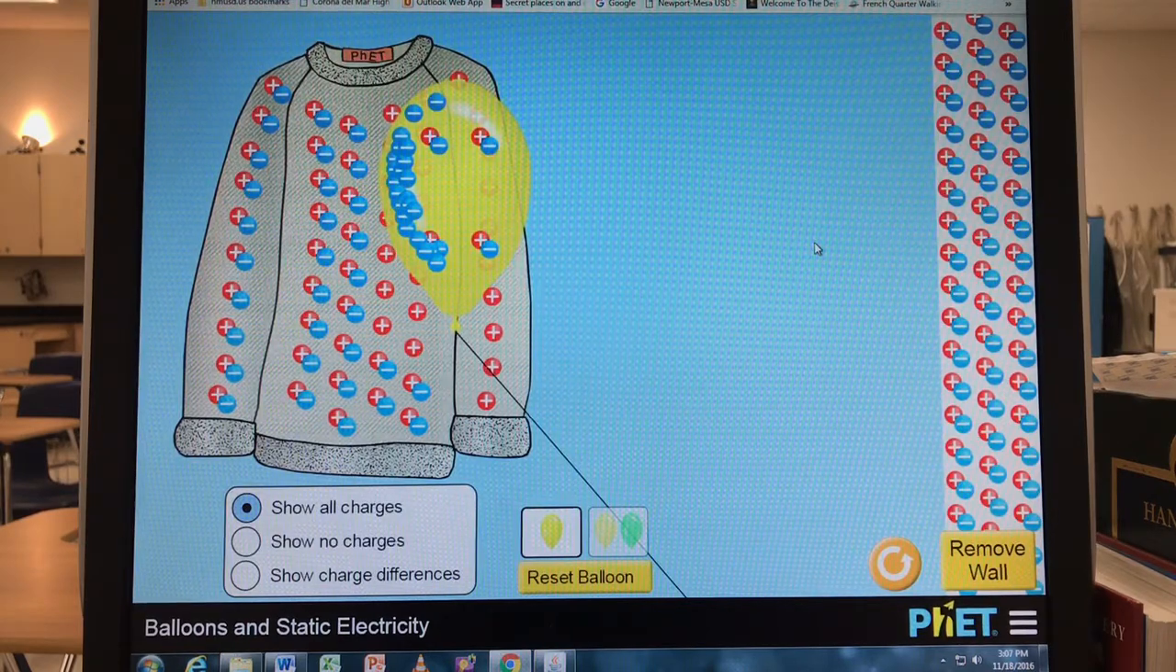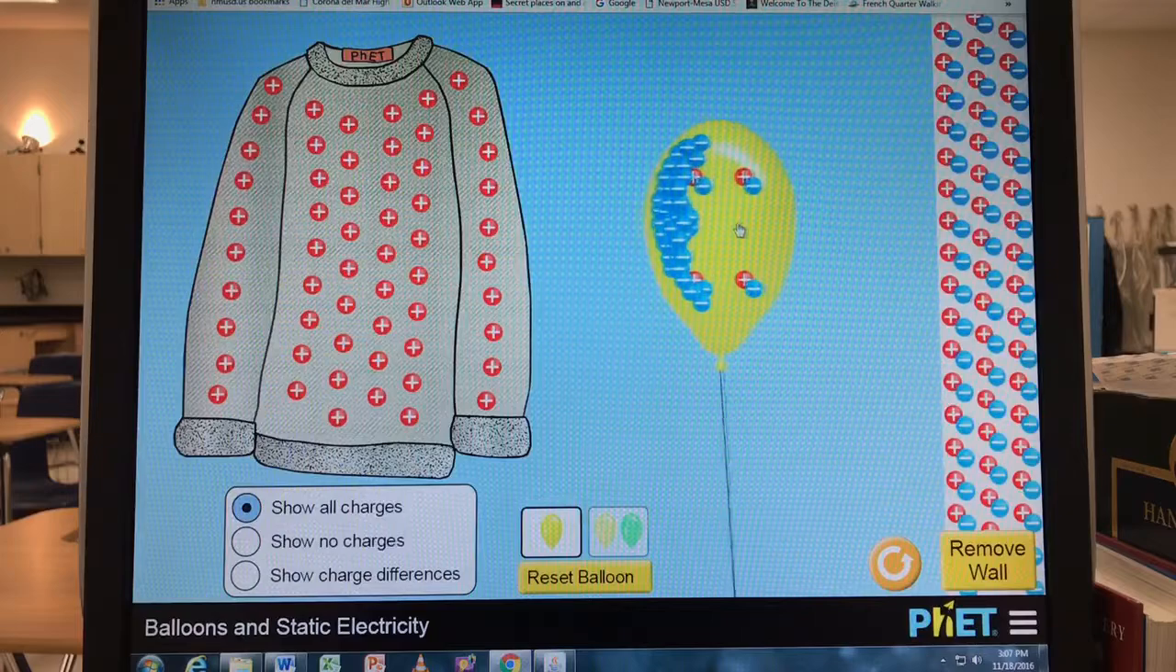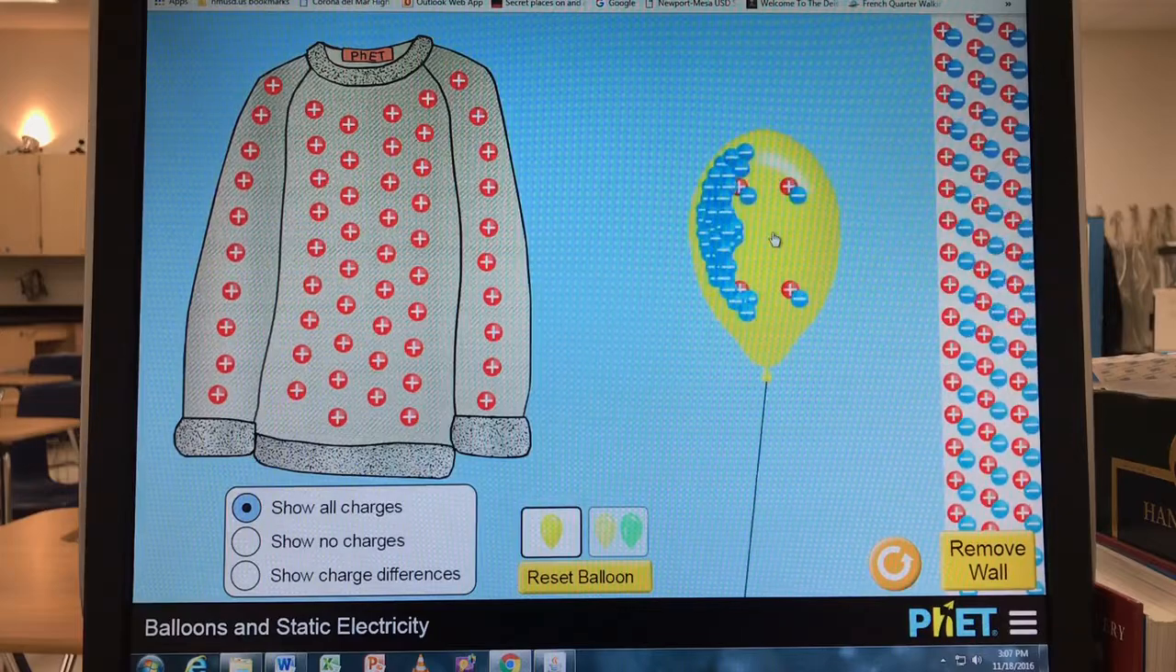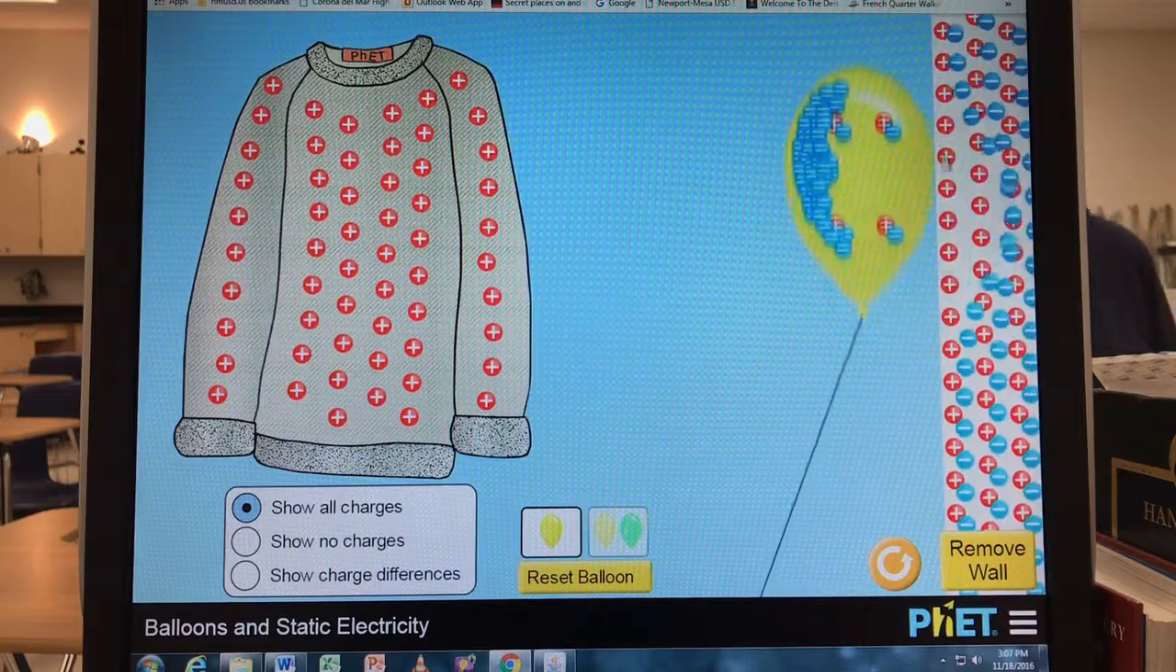Now bring the balloon close to the wall, and what do you observe? So let's rub all the electrons off the sweater, like that. We bring it close to the wall, and we actually see that the wall's electrons do something.